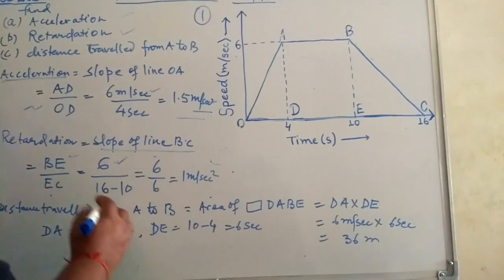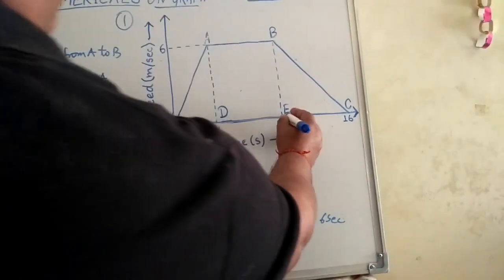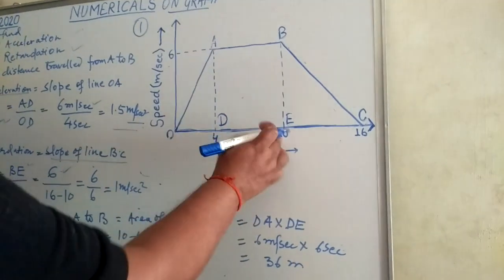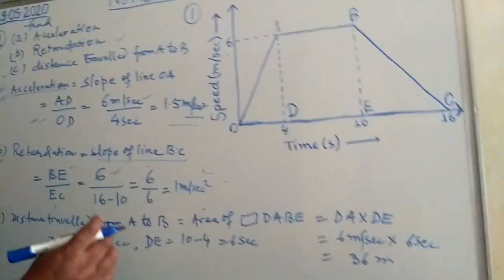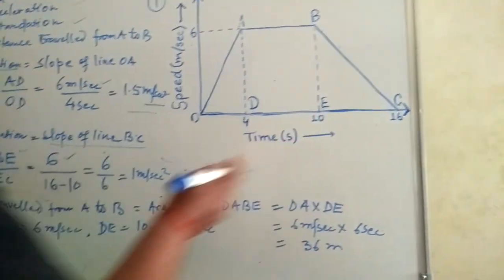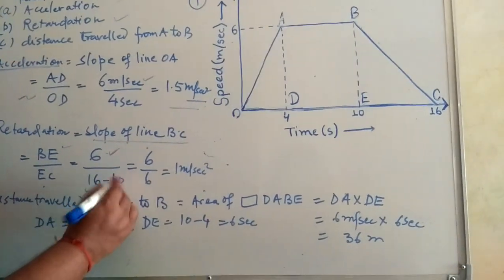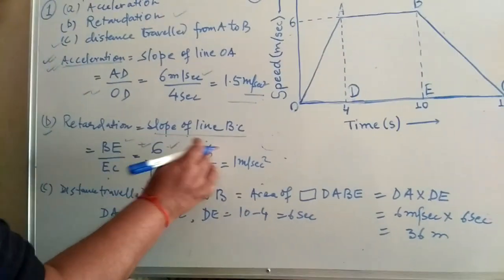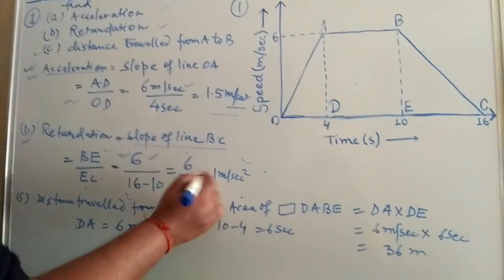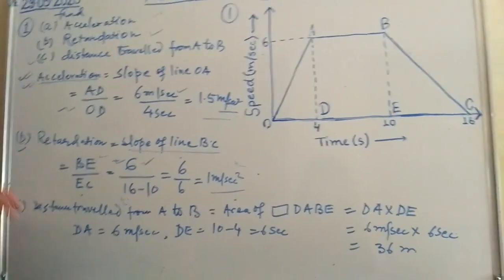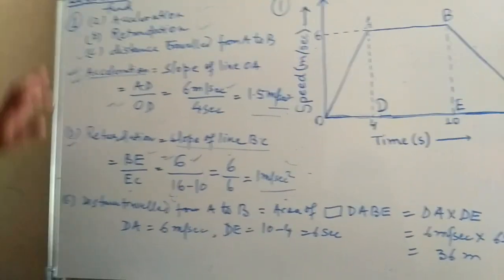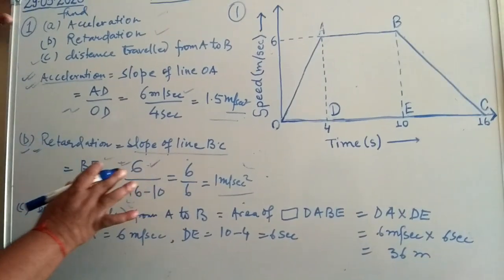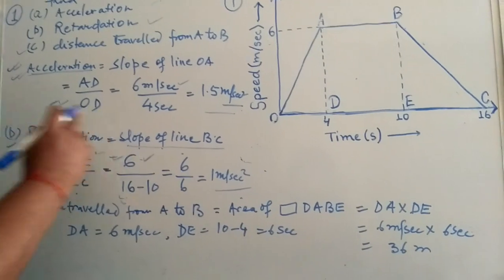then BE is equal to 6, and EC is equal to what? The total is 16, and from 16, this OE is subtracted. So from 16 we subtract 10, and then we get 6. And BE is already 6. So 6 by 6, and when we simplify it, we get 1 meter per second square retardation. But retardation means negative acceleration. So this is the value of the retardation.